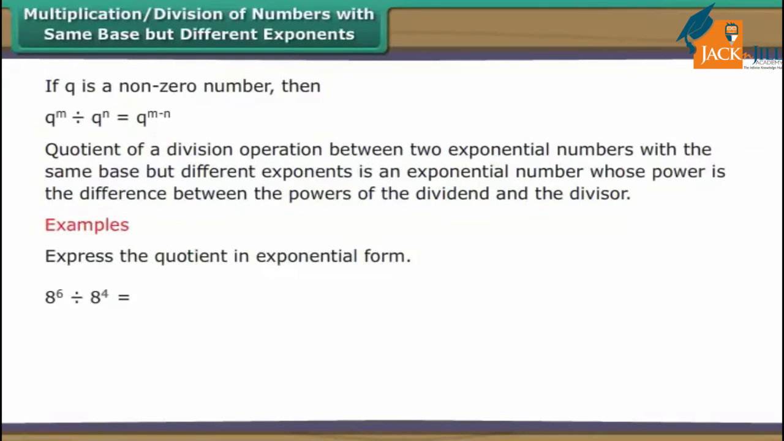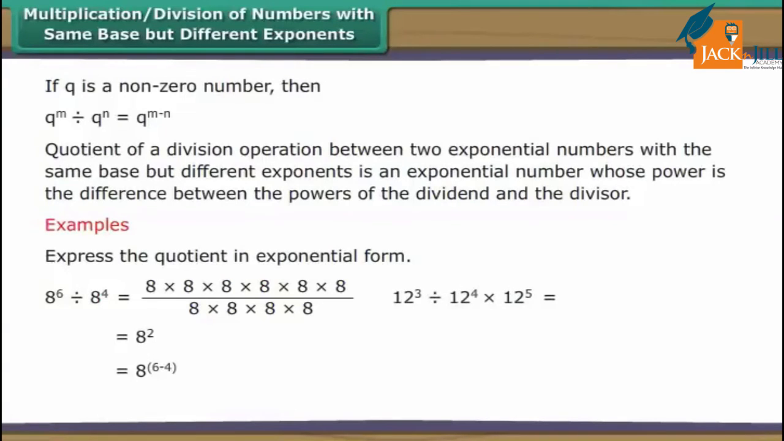8 raised to the power 6 divided by 8 raised to the power 4 is equal to 8 into 8 into 8 into 8 into 8 into 8 upon 8 into 8 into 8 into 8, which equals 8 raised to the power 2 equals 8 raised to the power 6 minus 4. 12 raised to the power 3 divided by 12 raised to the power 4 into 12 raised to the power 5 is equal to 12 raised to the power 3 into 12 raised to the power 5 upon 12 raised to the power 4 equals 12 raised to the power 3 plus 5 upon 12 raised to the power 4 equals 12 raised to the power 3 plus 5 minus 4, which equals 12 raised to the power 4.